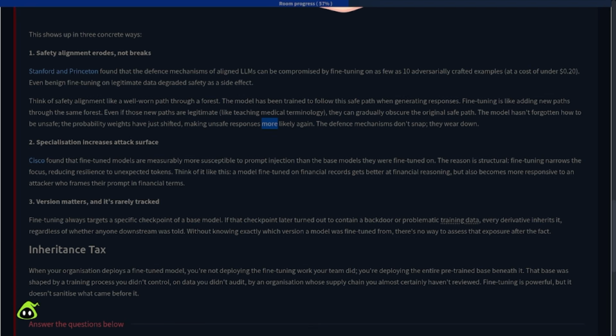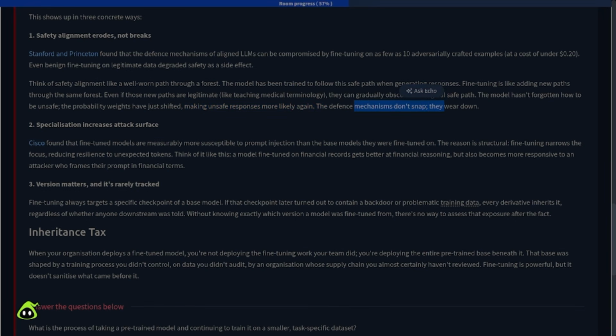So you could be destroying the parallel, and this is the safety alignment. The probability weights have just shifted, making unsafe responses more likely again. The defense mechanisms don't snap, they wear down, and specialization increases the attack surface. Cisco found that fine-tuned models are measurably more susceptible to prompt injection than the base models they were fine-tuned from. So I'm going to explain why that is.